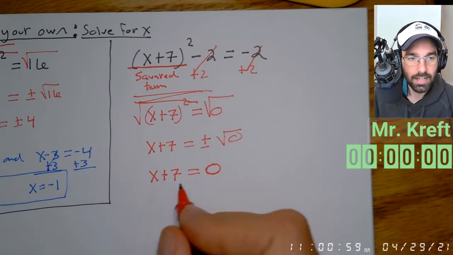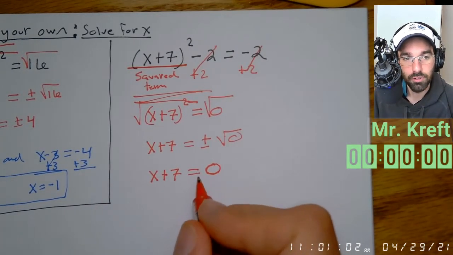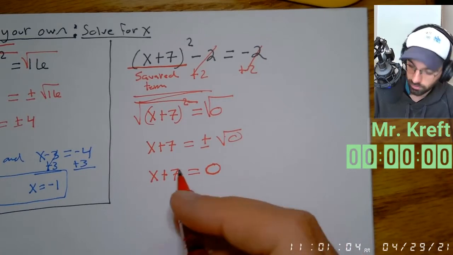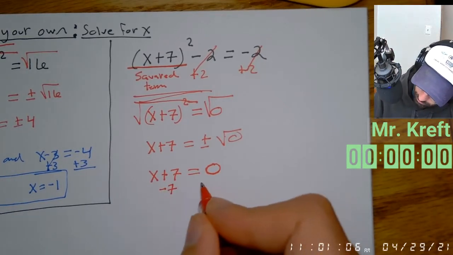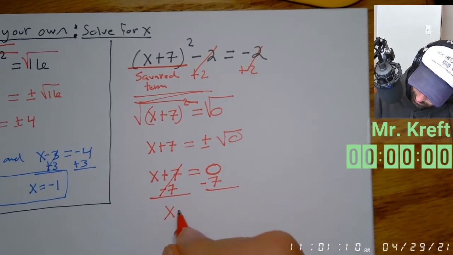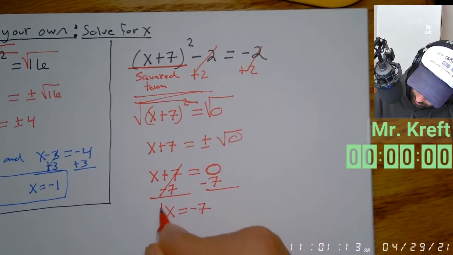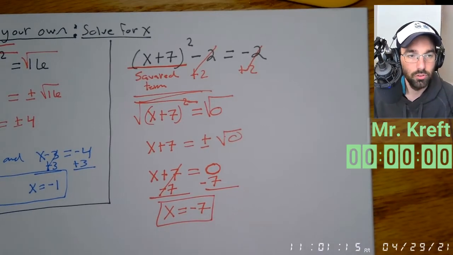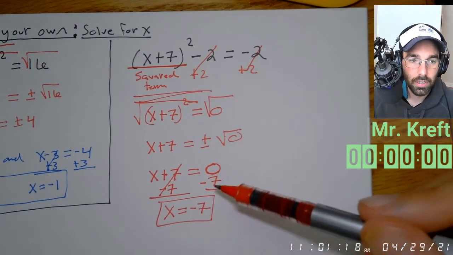So it's just x plus 7 equals 0. So if you put plus or minus on this, be careful, it's just 0. So if I subtract 7 from both sides, then I just get x equals negative 7. So there is just one solution.